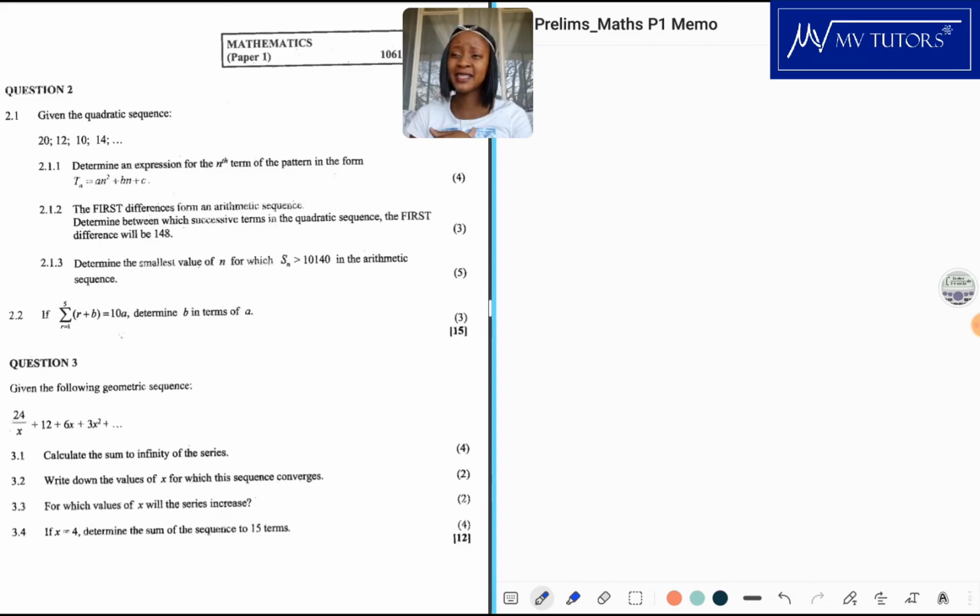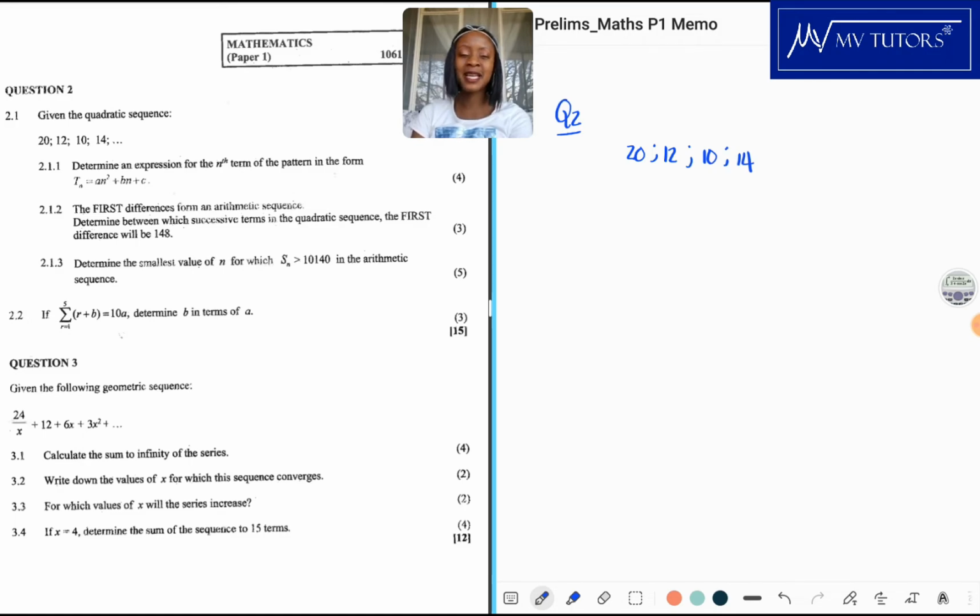Okay, so question 2, we have the quadratic sequence. Yeah, quite a nice sequence. We only have a sequence, there's no series for it. So basically we have 20, 12, 10, 14.